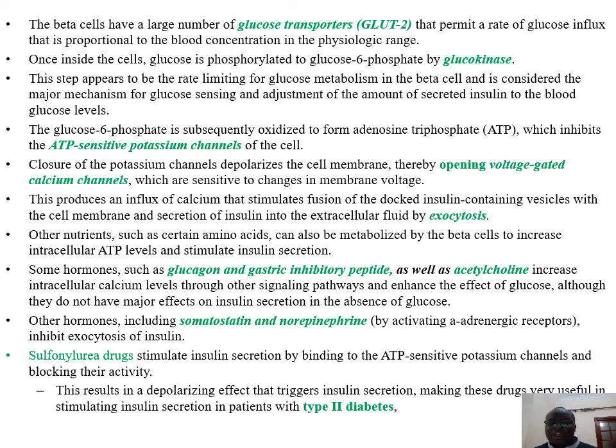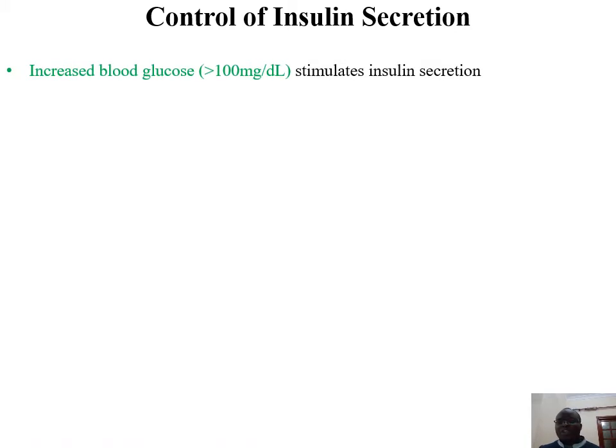So you are going to increase the secretion of insulin. And these are some of the drugs that can be used in type 2 diabetes, which I said. This results in a depolarizing effect that triggers insulin secretion, making these drugs very useful in stimulating insulin secretion in patients with type 2 diabetes, which makes sense. The control of insulin secretion, what will be controlling the insulin secretion? The increased blood glucose levels.